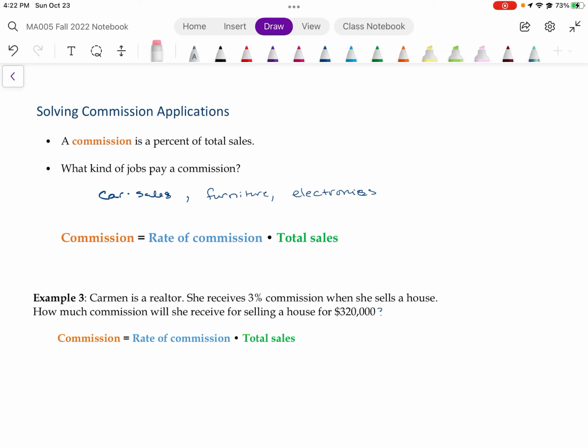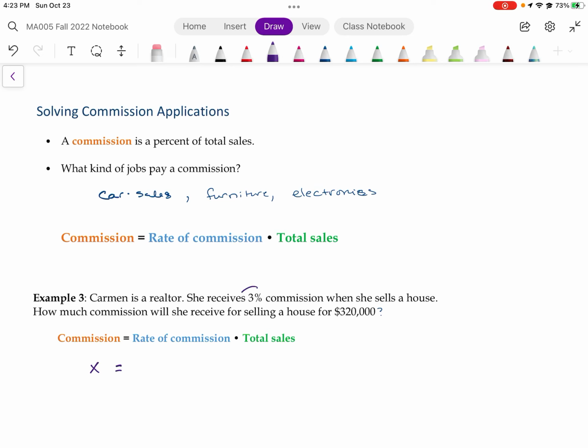They're all pretty much the same thing. It's the thing you're looking for, the commission, the sales tax, is the rate of that thing times the total, the base amount, right? So the total sales is the base amount. Okay, so the commission in this case is what we're looking for. So the commission is going to be X.